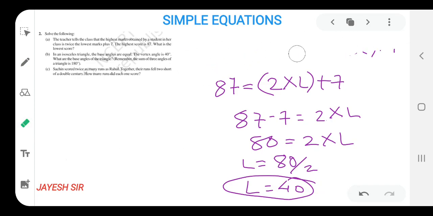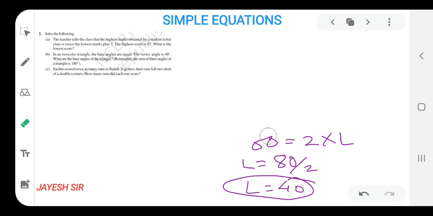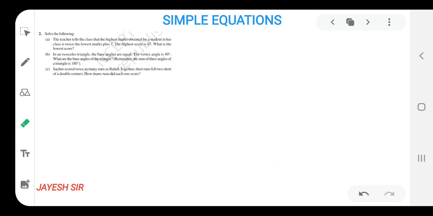So let us begin with the next sum for the day. And if you are capable of solving it on your own, pause the video and try to solve it on your own. The next sum is: in an isosceles triangle. First thing, it is talking about an isosceles triangle. Let us understand it with the help of the figure.